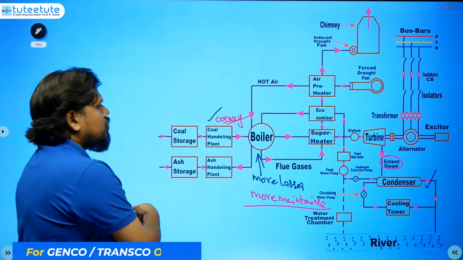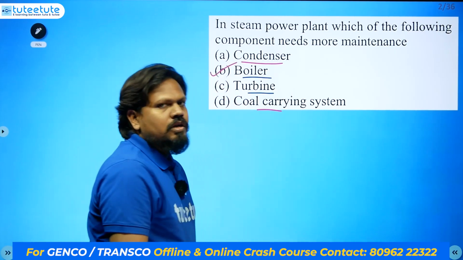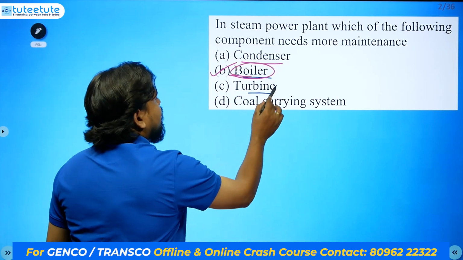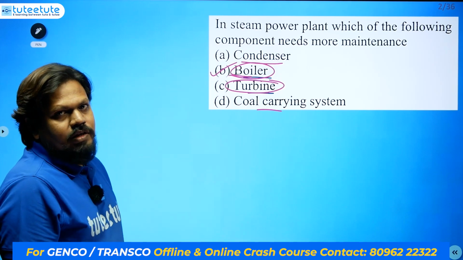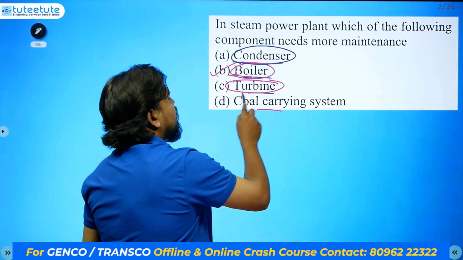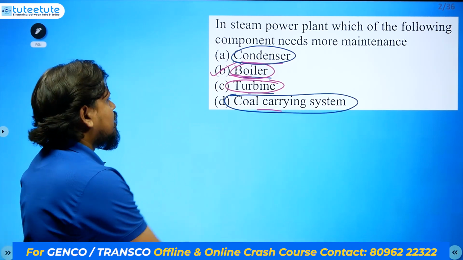Anyhow, the answer for the first question is boiler. It needs more maintenance. If you need the order also, after the boiler, the turbine requires more maintenance. After that, the condenser requires maintenance, and after that the coal carrying system or coal handling system. So this is the order.